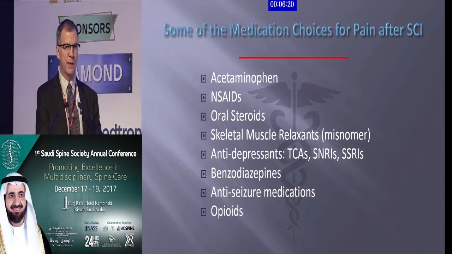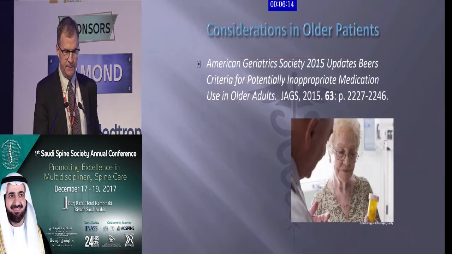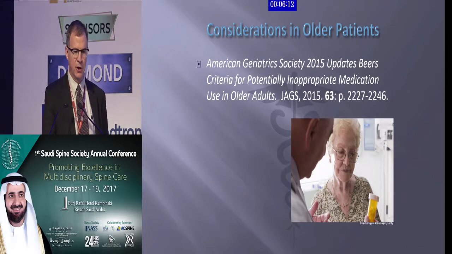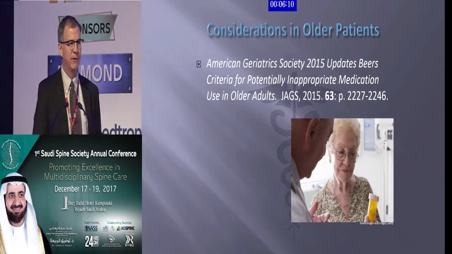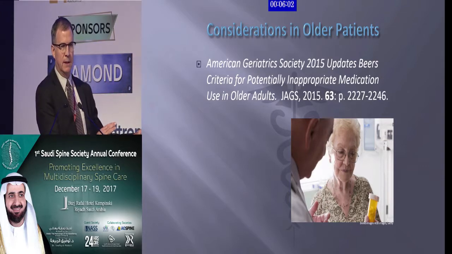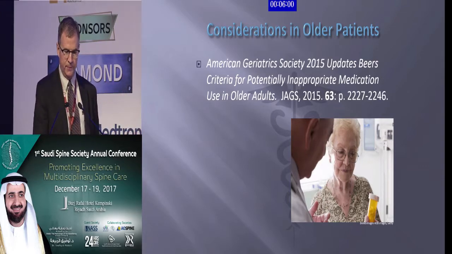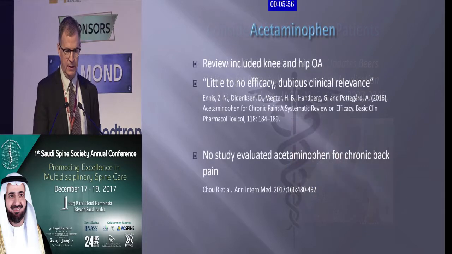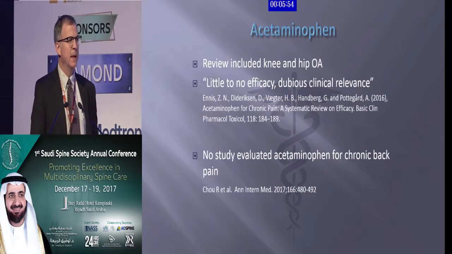So there are a lot of different choices for pain in general and for pain after spinal cord injury listed here, and we'll review some of these. One consideration, though: in 2015 the American Geriatrics Society updated its criteria for potentially inappropriate use of medication in older adults. So for patients who had a previous spinal cord injury and are now older, or an older adult with a new spinal cord injury, it's important to consider those.